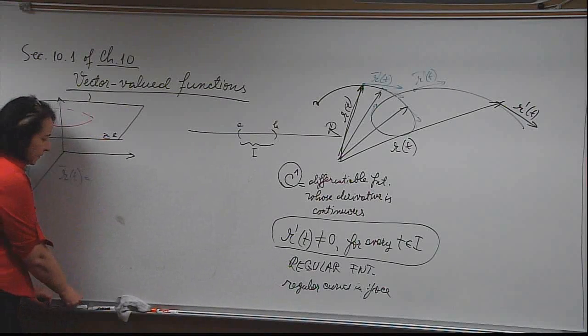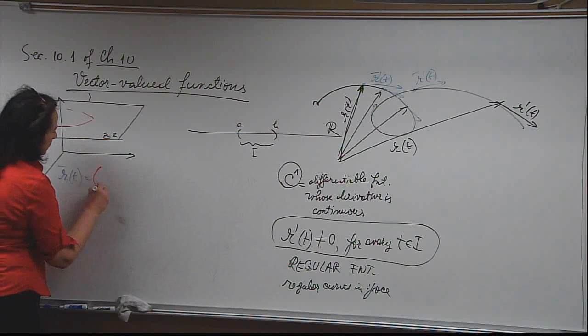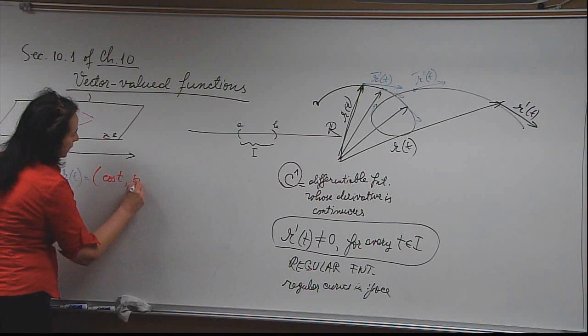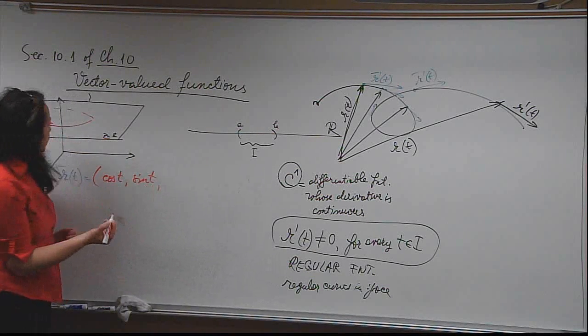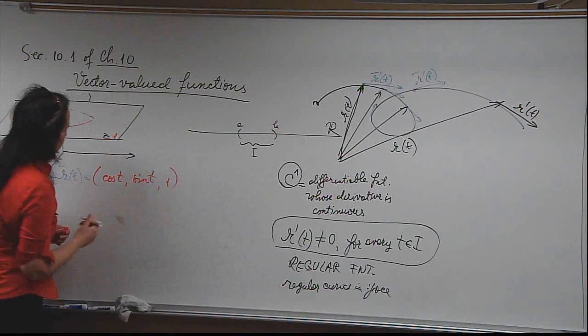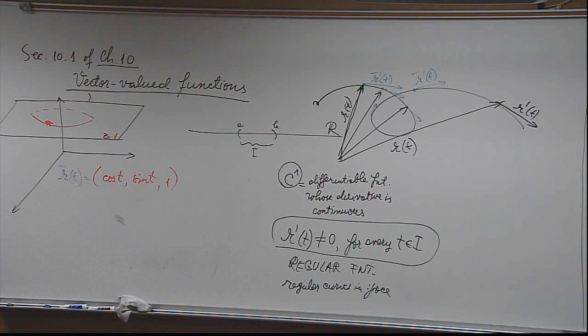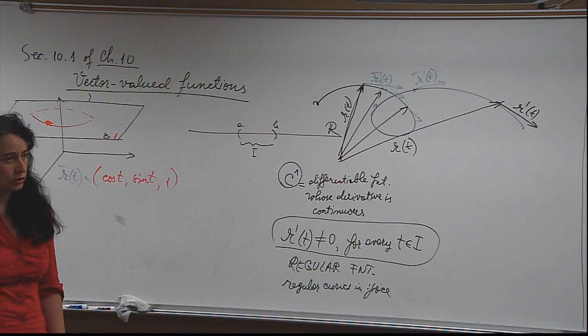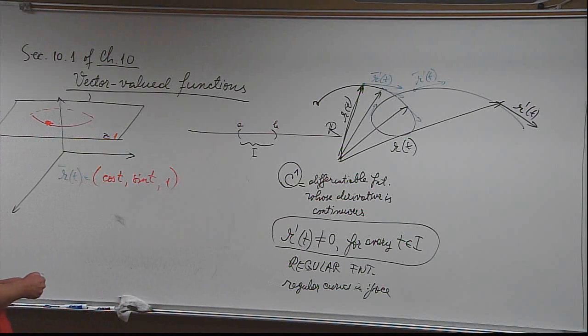So let's try cosine t, sine t, and z to be 1. Let's make it 1 to make your life easier. What kind of curve is this, and why am I claiming that the ladybug following this curve is moving at a constant speed? Go ahead, Alexander. That's a circle. It's more than a circle, it's a parametrized circle. It's a vector valued function.